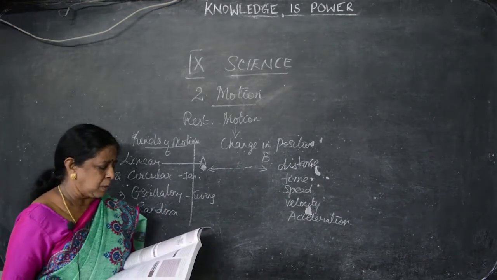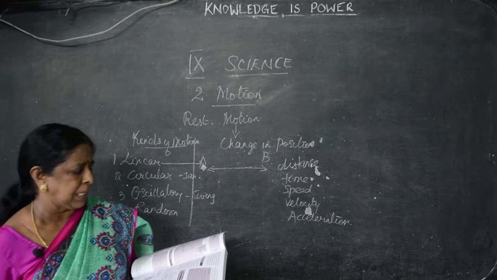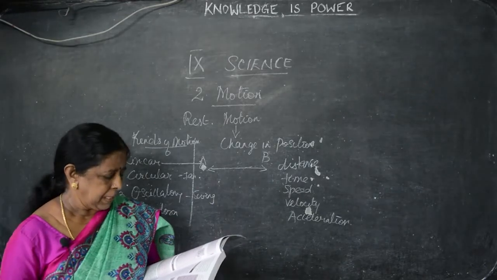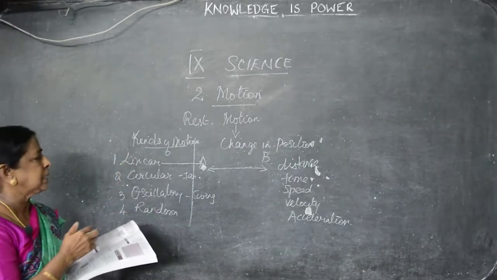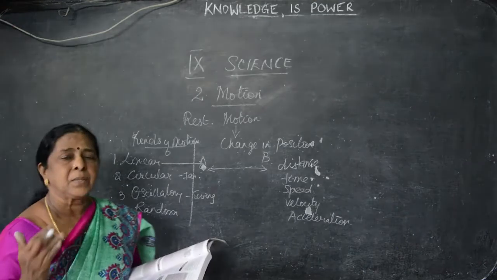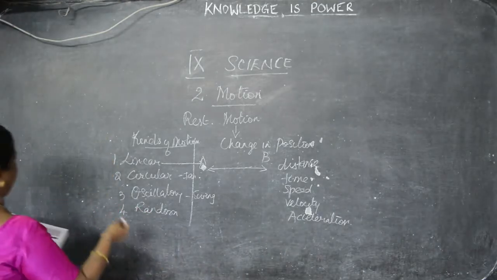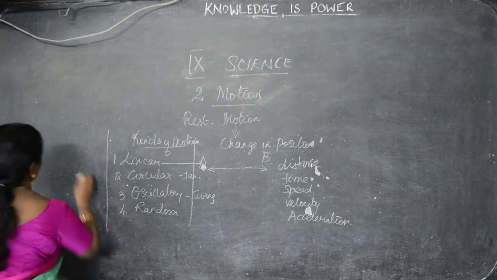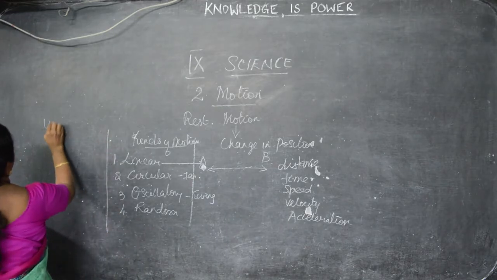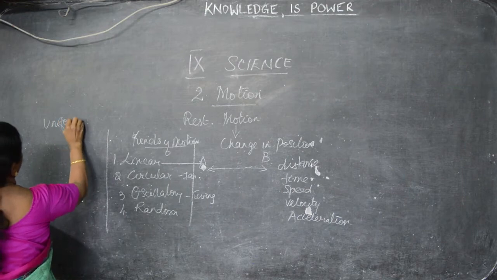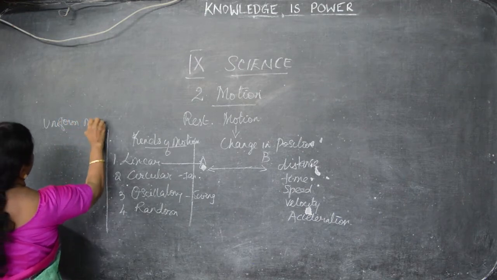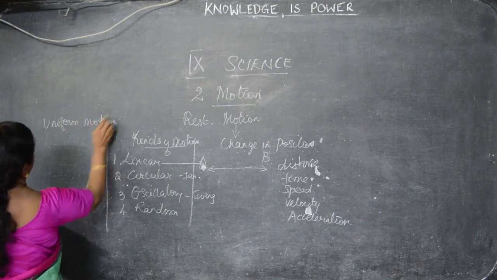Random motion is when an object does not fall in any of the above categories. Okay, so these are the kinds of motion. Based on the motion, we can further divide them into uniform and non-uniform. Now we have to see what uniform motion is and what non-uniform motion is.